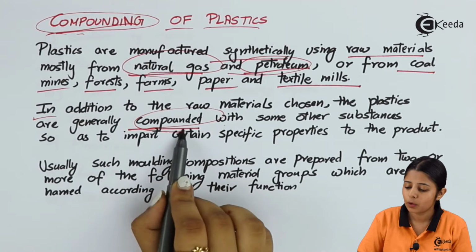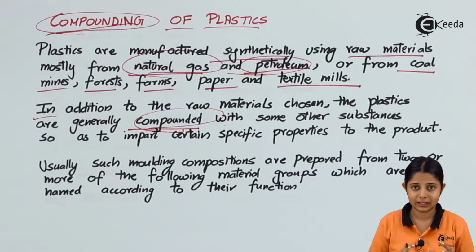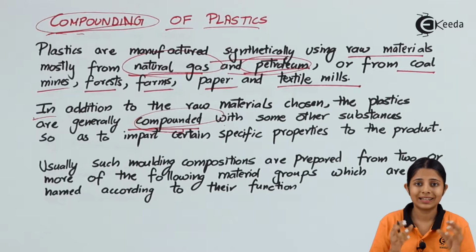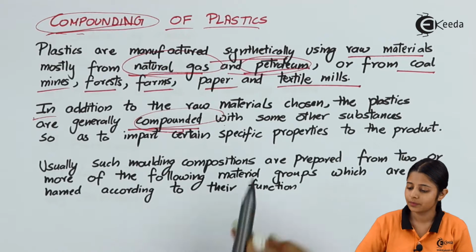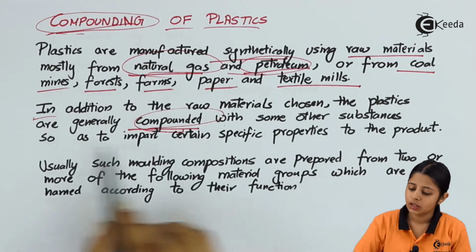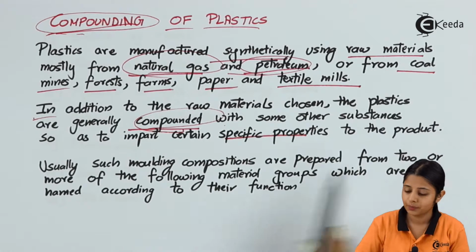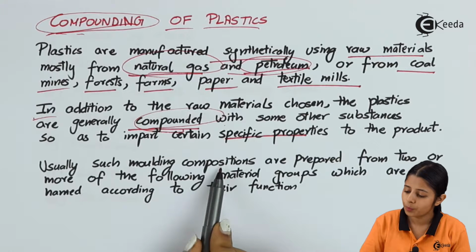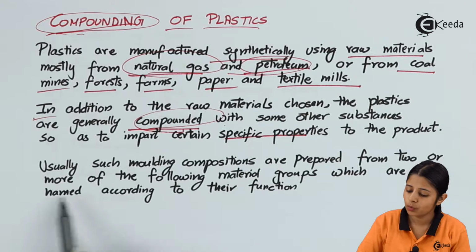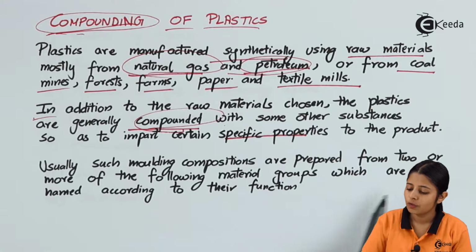Now what do we mean by compounding? Compounding means addition of materials. In short, addition of properties. If I want my plastic to be of a certain type, I will add that certain material into the plastic and I'll make sure that that property is inculcated into my plastic with the help of addition of that material inside the plastic with some other substances, so as to impart certain specific properties to the product. Usually such molding compositions are prepared from two or more of the following material groups which are given.